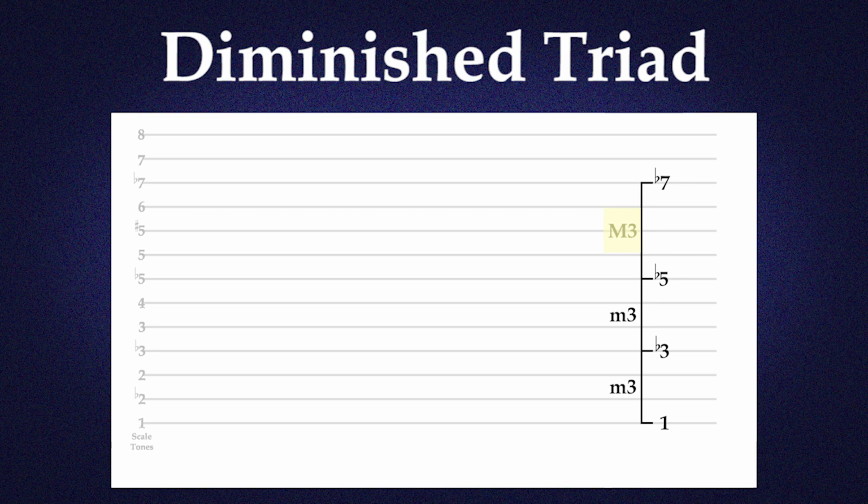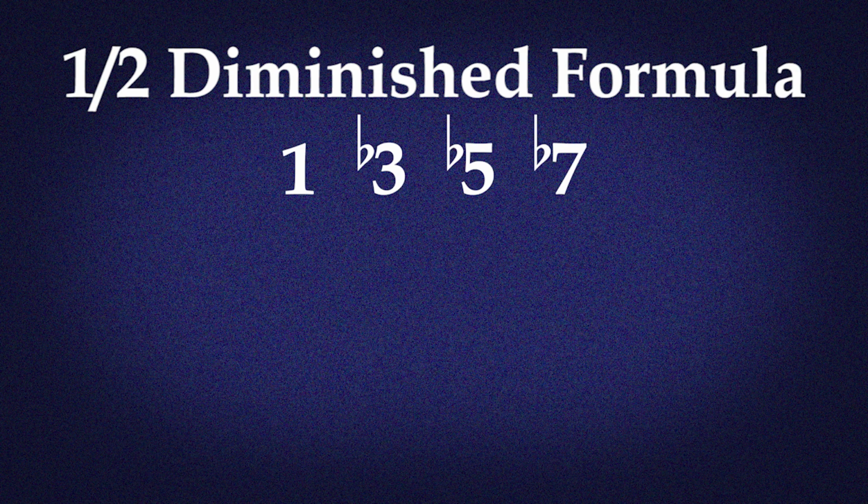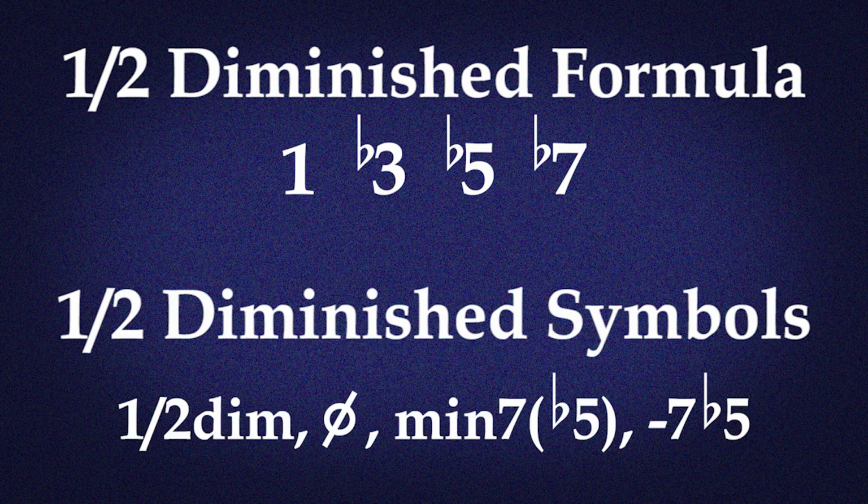When a major third is added to a diminished triad, it lands on the minor 7th of the scale. This is called a half diminished chord, or, more obviously, a minor 7 flat 5. Its formula is 1, flat 3, flat 5, flat 7. It is often labeled with any symbol for a minor 7th chord with flat 5 added.